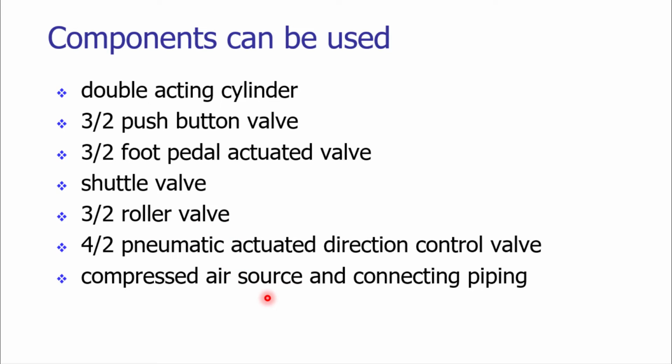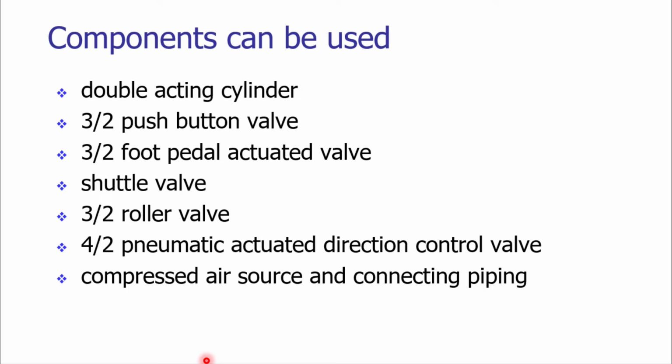To control the direction of the compressed air which is applied to the double acting cylinder, we need to have a DCV, that is the direction control valve. So here we are using a 4x2 pneumatic actuated DCV. A compressed air source is required and an FRL unit, that is a filtration, regulation and lubrication unit, is required with the required connecting pipes.